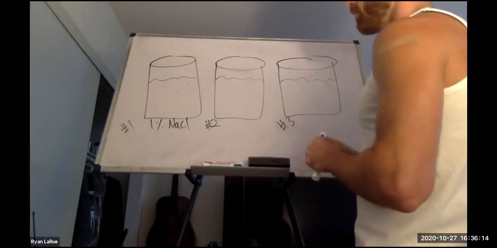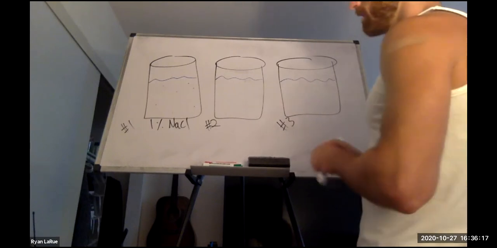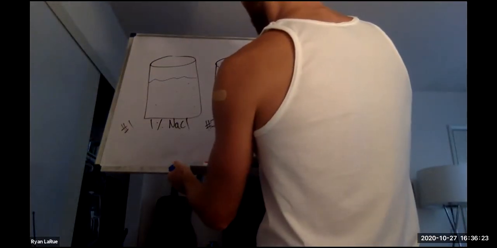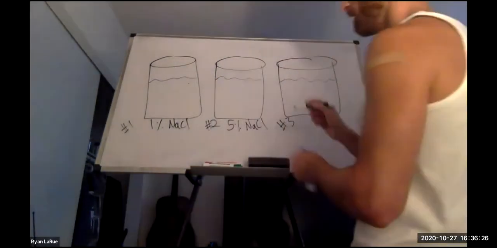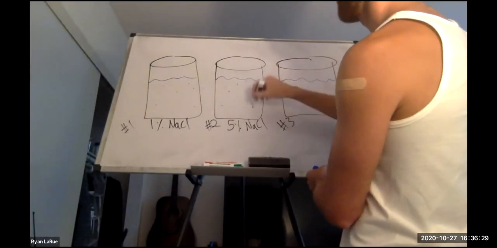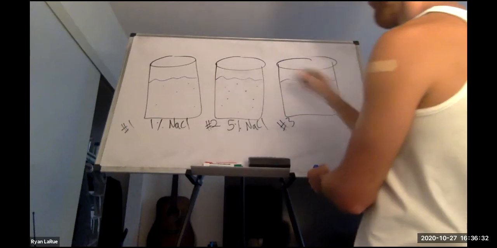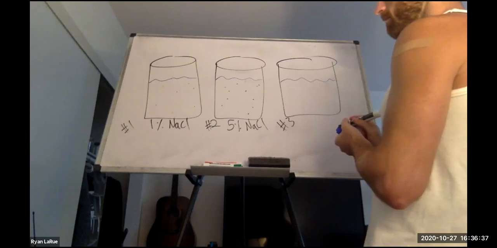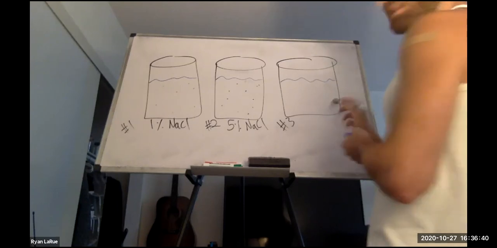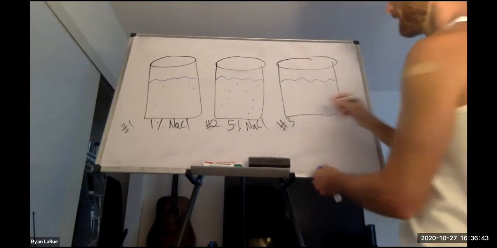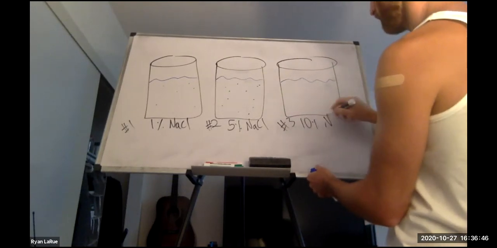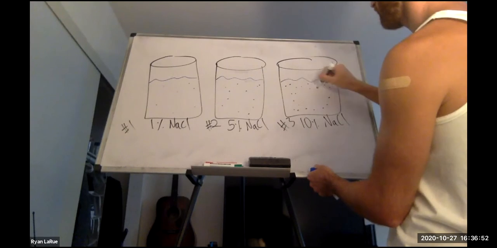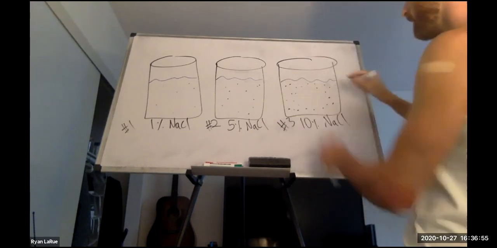Beaker number 2, I'm going to put in a little more salt. Let's do 5% salt. So this is a 5% salt solution. There's going to be a couple more dots of salt in my water here. And my last, third beaker, I'll do a 10% salt solution. So this is more dots, right? Higher concentration of salt.